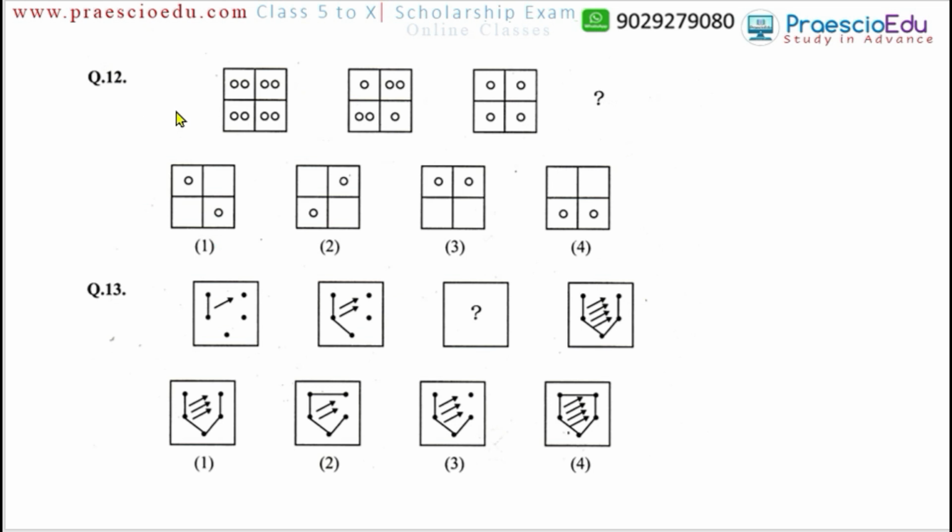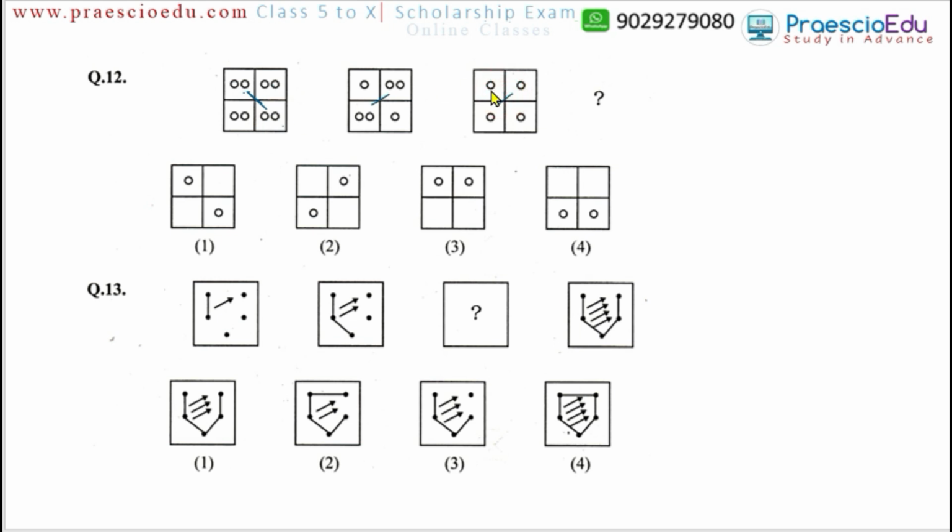Now question number 12, there are the square and the 4 quarters, so every quarter has 2 small circles. In the next terms, these 2 quarters mean the opposite quarter has one small circle disappearing, and in the next one these 2 quarters are in a cross. So it means the left top and the right bottom.